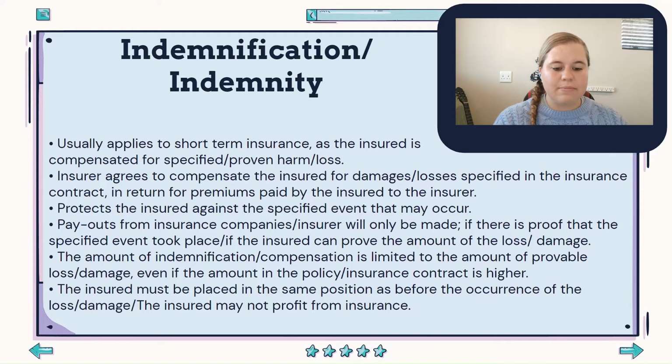The amount of indemnification or compensation is limited to the amount of provable loss or damage, even if the amount in the policy or contract is higher. The insured must be placed in the same position as before the occurrence of the loss or damage. The insured may not profit from the insurance.